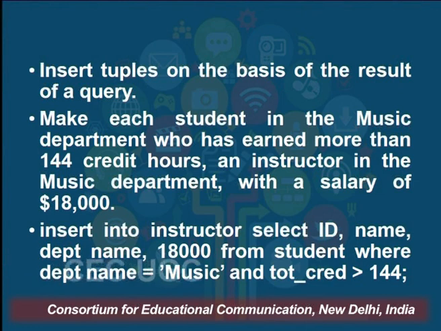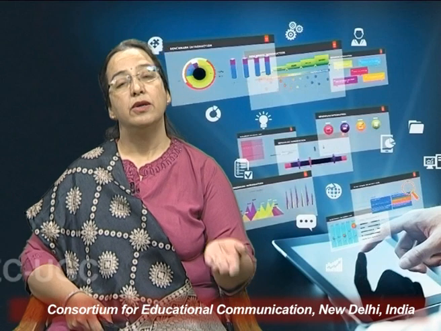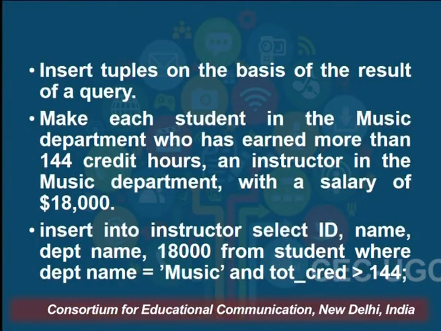$18,000. So we'll be taking some information from the student, and that resultant set from the student will be inserted inside the instructor. So we will write insert into instructor, select ID, name, department name, comma, 18,000. As we are fixing the salary as 18,000, we can write 18,000 directly here. From student, where department name is equal to music and total credit greater than 144.